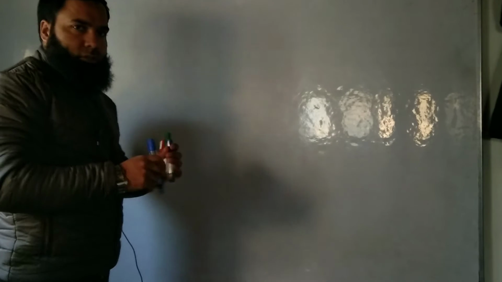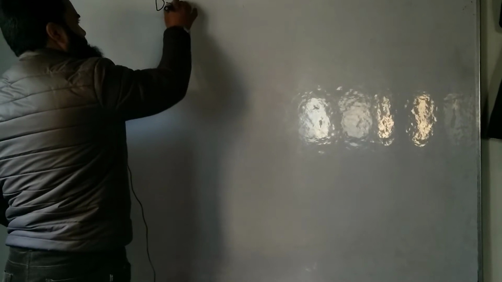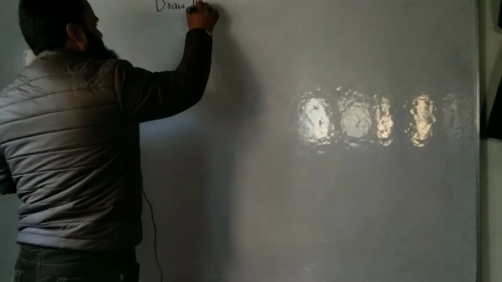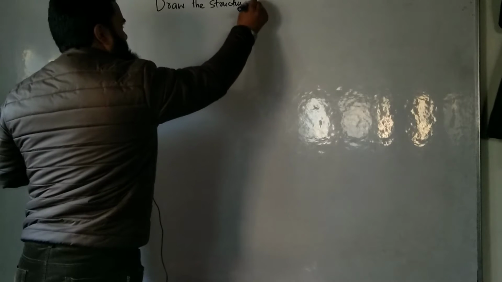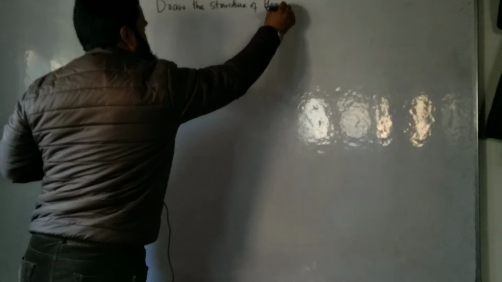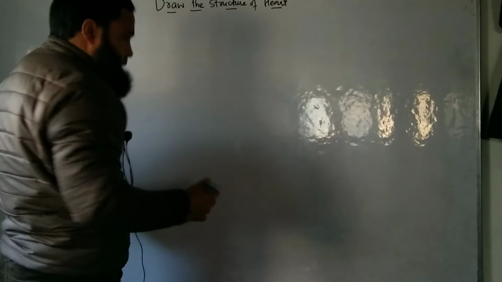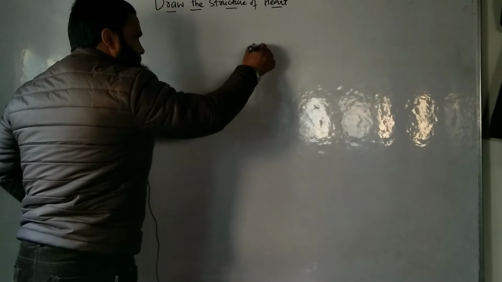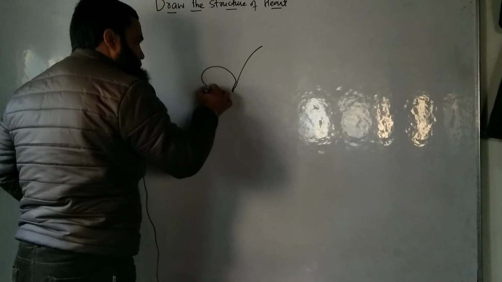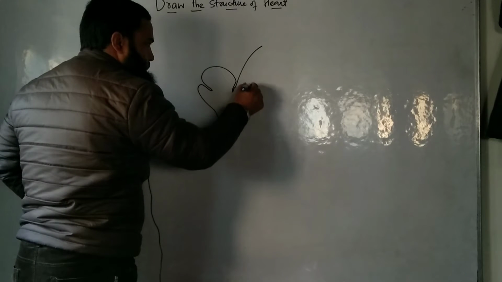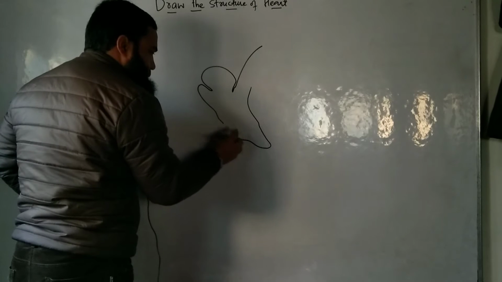That is the internal structure. Let's draw the structure of heart. So this is the structure of heart. This one.